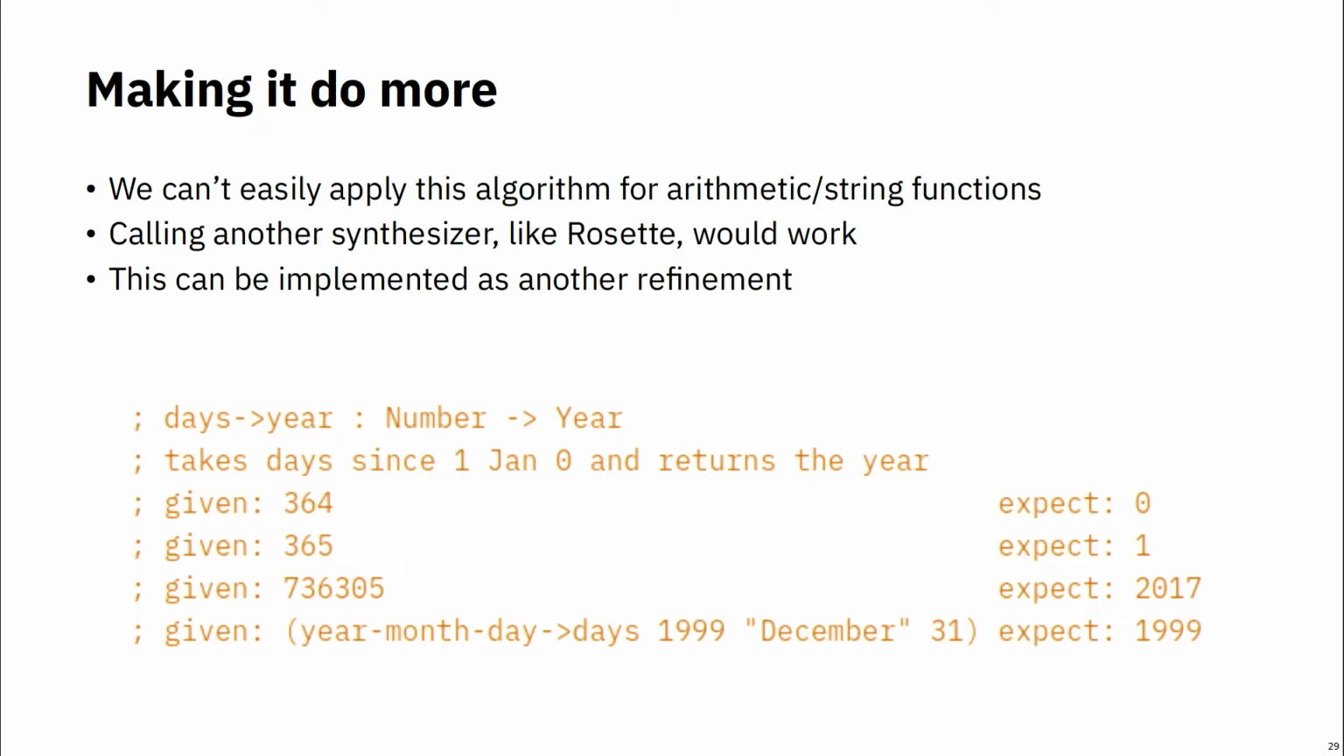And so calling another synthesizer specifically for these tasks, like Rosette or Z3 or whatever, would work. So this is one of the refinements that I'm working on on the sidelines, is trying to do that to get stuff like Fahrenheit to Celsius, etc. And that would ideally be the first thing that we try, is trying to synthesize an arithmetic expression, and if that doesn't work, start doing recursion.